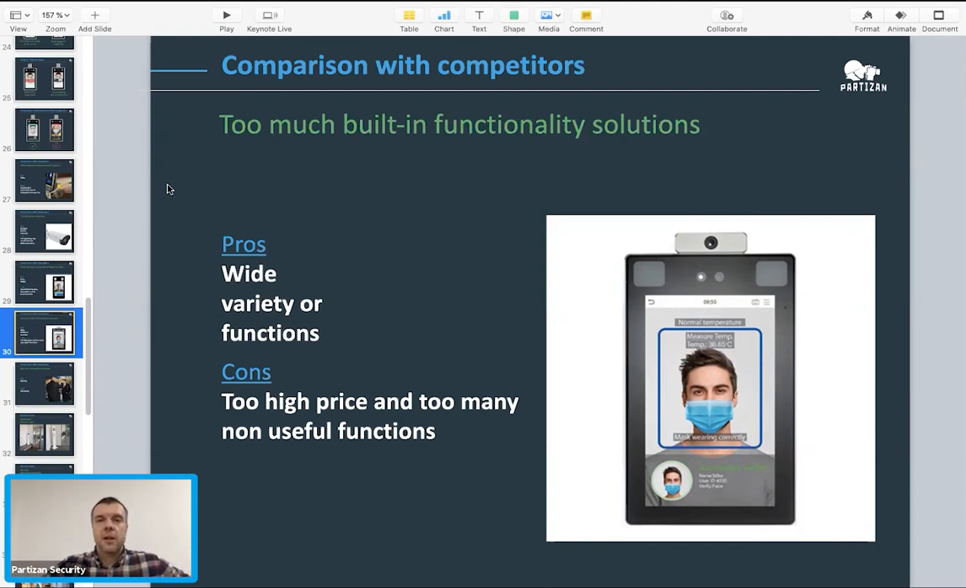And if it's a standalone solution, in most cases you don't need all these functions, because if you want to open the door when the temperature is normal and the face mask is on, you don't have to scan some hand palm or fingerprint or something like that.